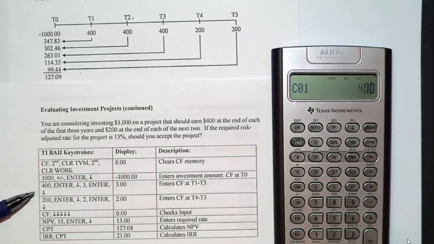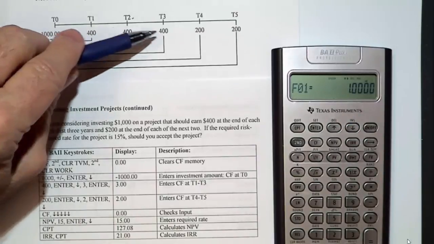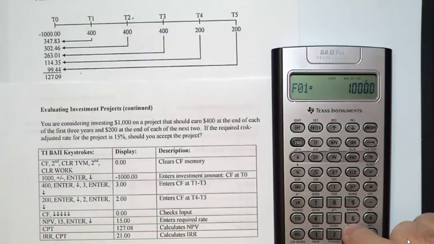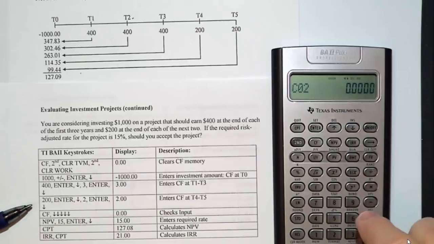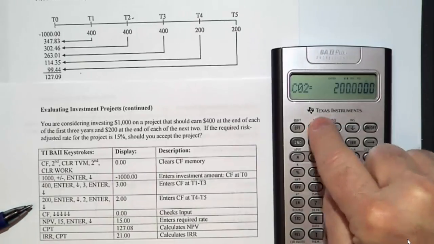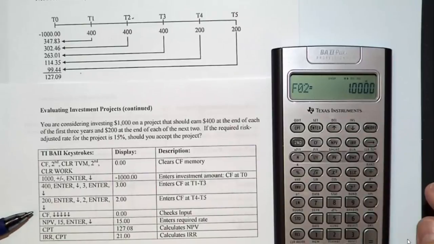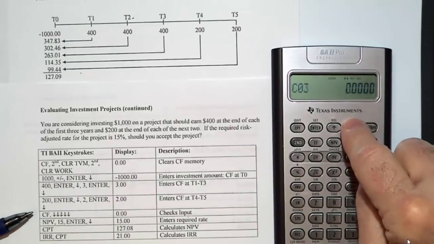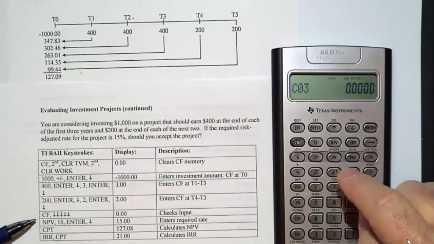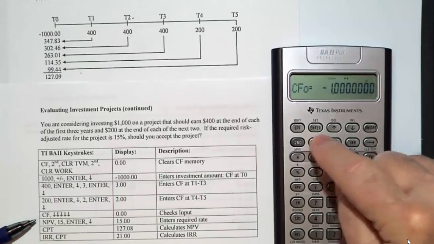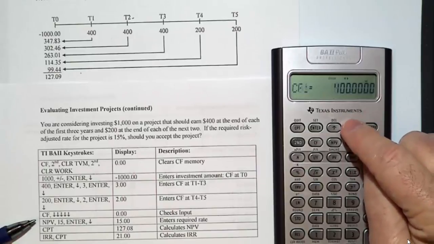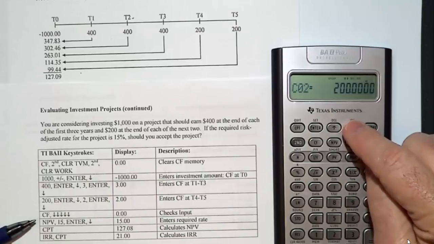Well, it's 400, enter, down, and there are 3 of them, 1, 2, 3. So for my frequency, I'm going to say 3, enter, down, and then I have cash flow of 200, enter, down, and there are 2 of them, 2, enter, down. Now if I wanted, I can check my inputs. I could put cash flow, and I see a minus 1,000, then I see a 400, and there are 3 of those 400s, and a 200, and there are 2 of those 200s.